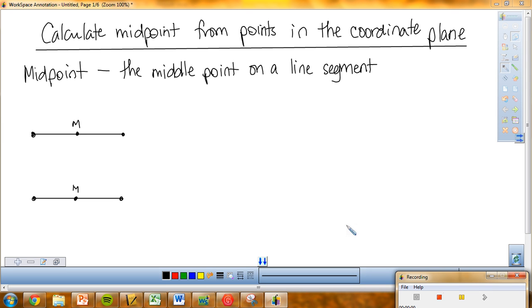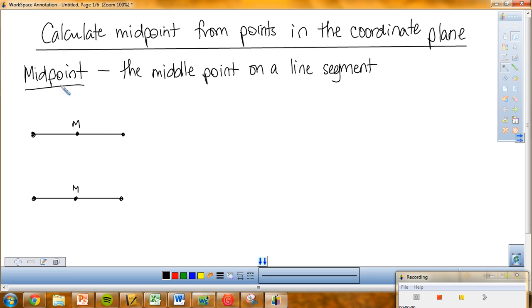Alright, so today we're going to be calculating midpoint from points in the coordinate plane. So far we've already talked about midpoint, and we know that the midpoint is the middle point on a line segment, so it makes sense that it's called the midpoint. So we've seen two different examples of how we can use the midpoint to help us solve.